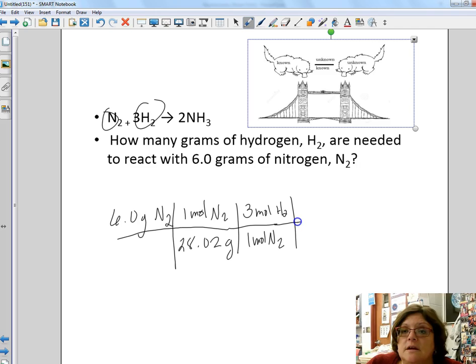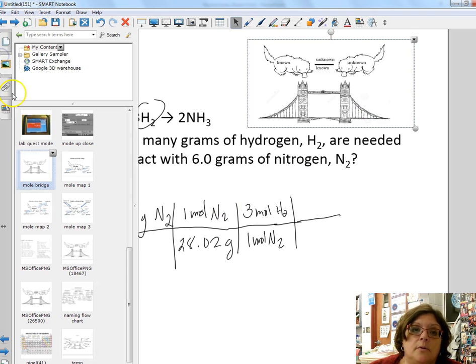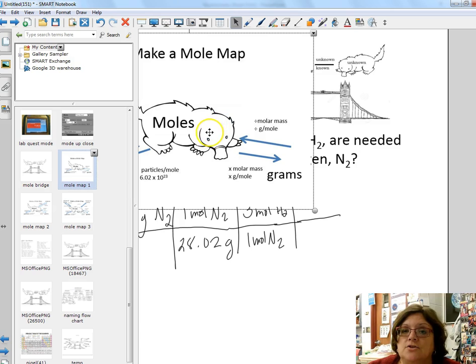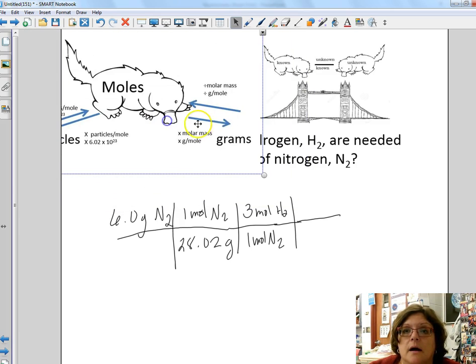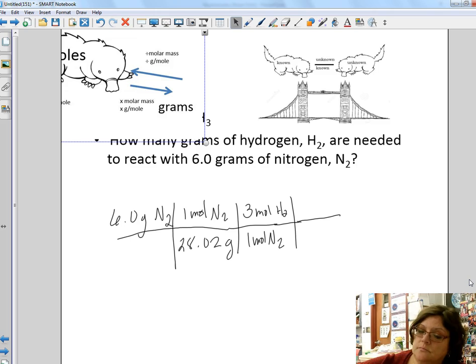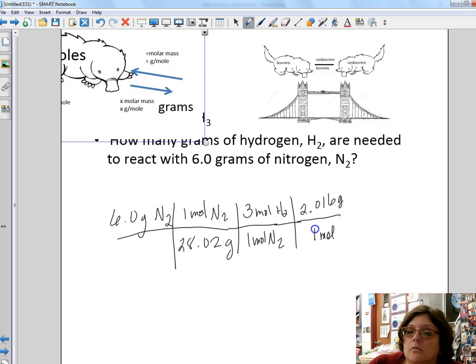Our final step is to get off of the bridge. In order to do that, we have to change back to grams. If we think about our mole map, to change back to grams, we multiply by the molar mass. Molar mass of hydrogen is 2.016 grams in 1 mole of hydrogen. So, grams cancels, moles cancels, moles of hydrogen cancel, leaving us grams of hydrogen. We just do the math.